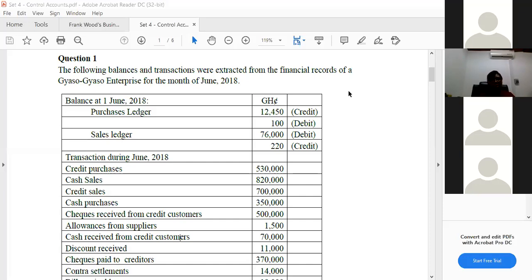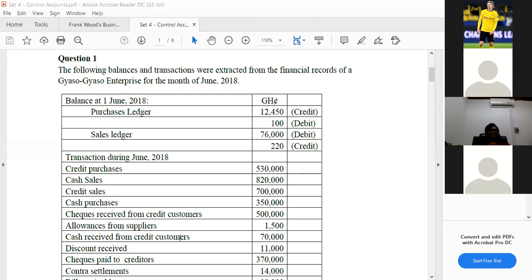Okay, so maybe on the 30th of September, we refund 100 cedis to a customer. What entries will you pass? Yes, who asked the question? Nancy. 30th September, we refund 100 cedis to a customer. What is the double entry? Yes? Yes, Emmanuel.